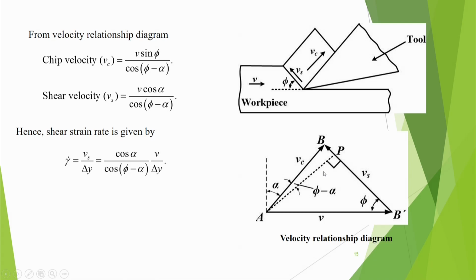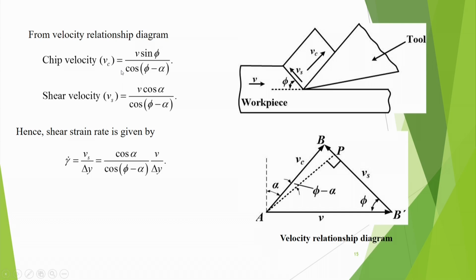Now we can apply the sine law to this triangle. The chip velocity v c divided by sin phi equals v divided by that angle. So this relation comes out to be v c equals v sin phi divided by cos of phi minus alpha. If v increases, v c also increases. If phi increases, then also v c increases. And the shear velocity v s from this diagram itself I can find out: v s divided by sin of 90 minus alpha equals v divided by that angle. So you get v s equals v cos alpha divided by cos of phi minus alpha.